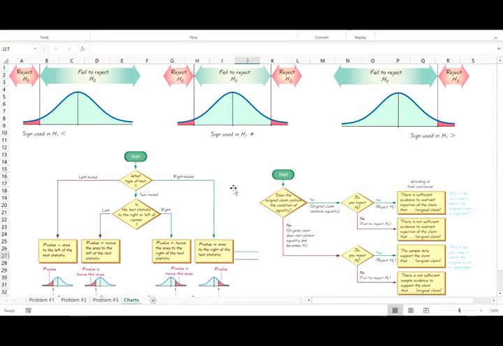So does our original claim contain equality? Yes, it's an or equal to in there. Do we reject the null hypothesis? No, fail to reject. So this is the case where the test is inconclusive. We don't have sufficient sample evidence to warrant rejection of the original claim.